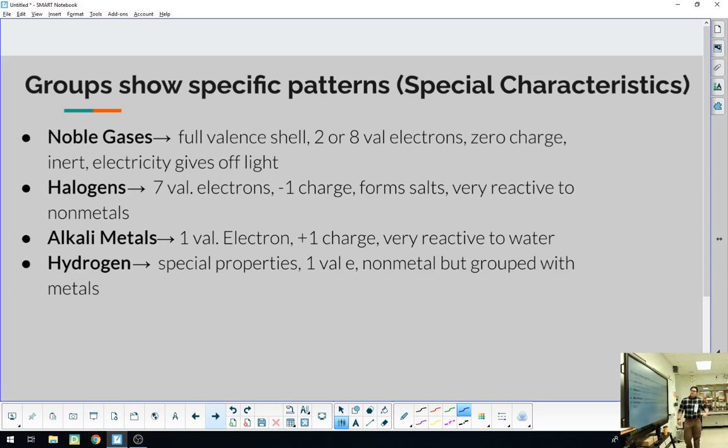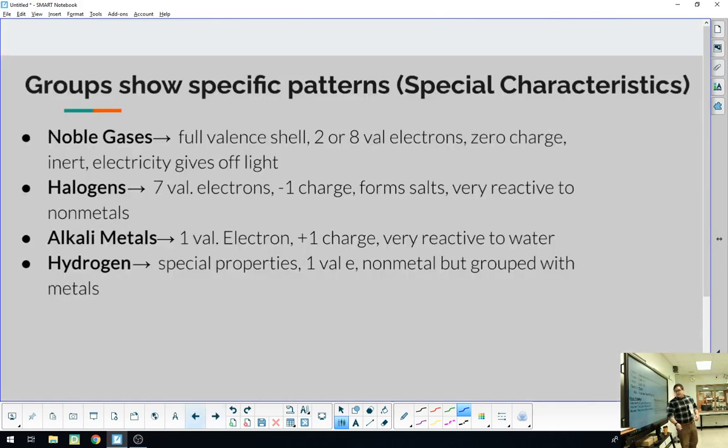All right. And why hydrogen is so special. It is probably the most special and the most abundant element. It only has 1 valence electron, so it loves to have a +1 charge. But it can also have a -1 charge based off of the environment. It's a nonmetal, but it's on the left side of the periodic table. And why is that? That's because it has properties of both the left and the right side.